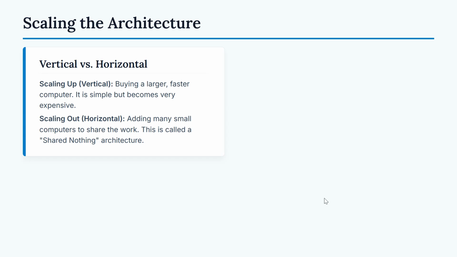Scaling up, also called vertical scaling, means you just buy a much more powerful computer. This is simple, but huge computers are very expensive. Scaling out, or horizontal scaling, means you add many small, cheap computers to share the work. We call this a shared nothing architecture. In reality, most large companies use a clever mixture of both.